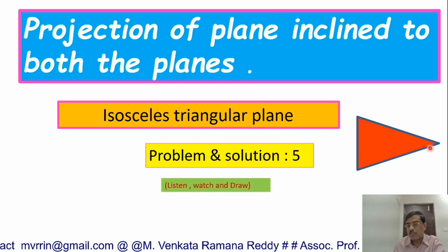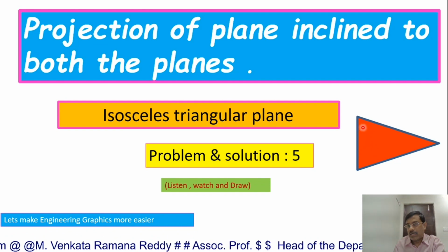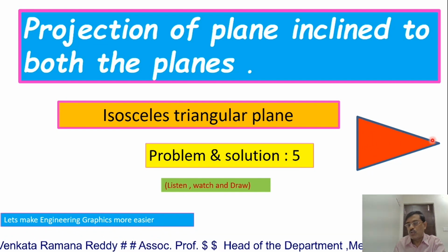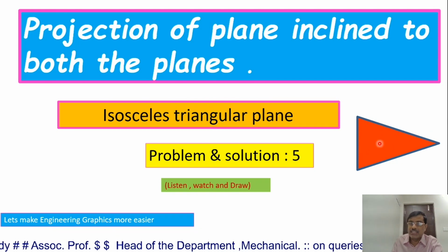This is the isosceles triangle. This is the base and this is the altitude. Here the base length and altitude are given in the problem. Now we will see the problem.